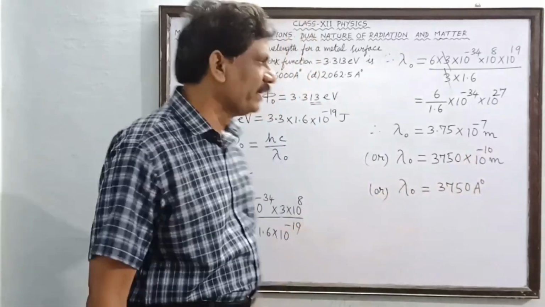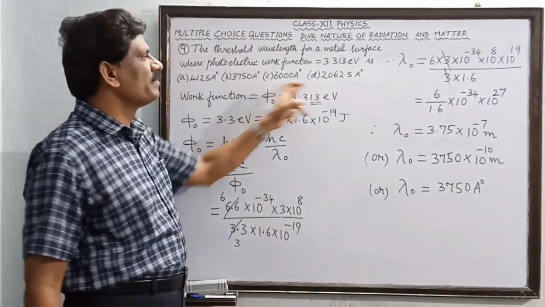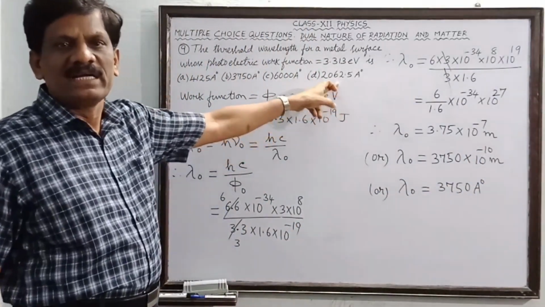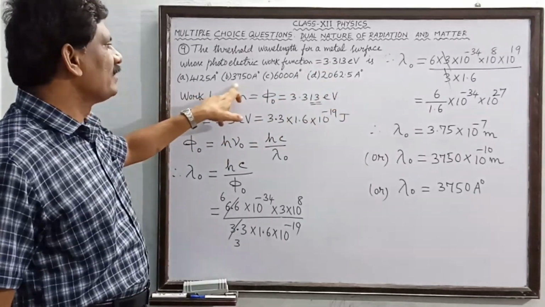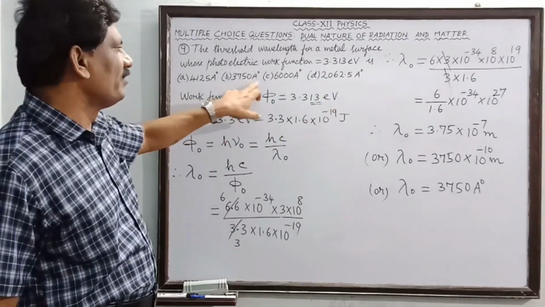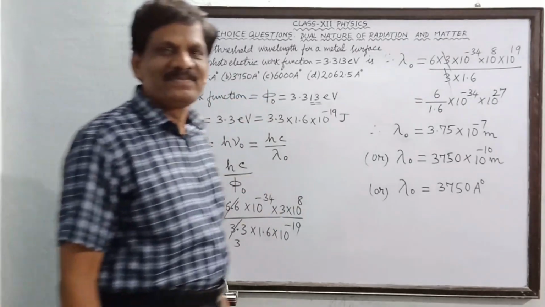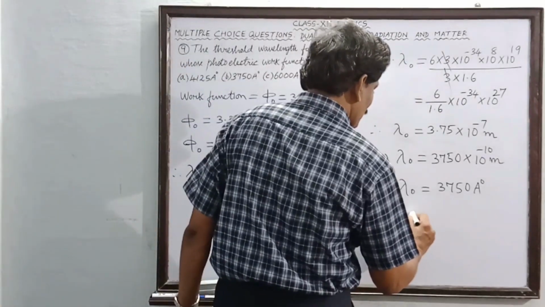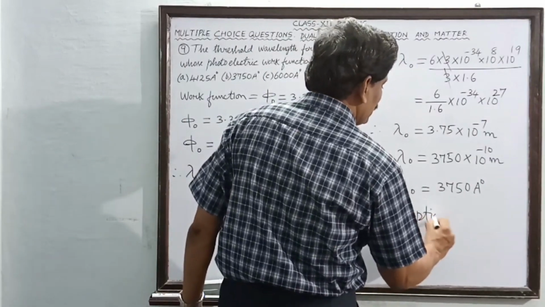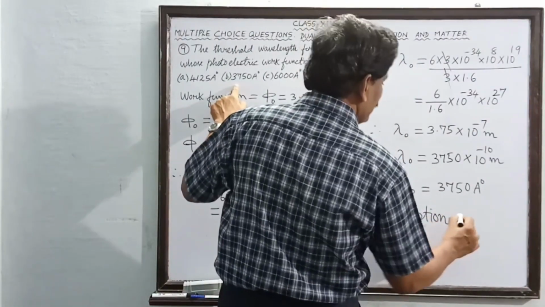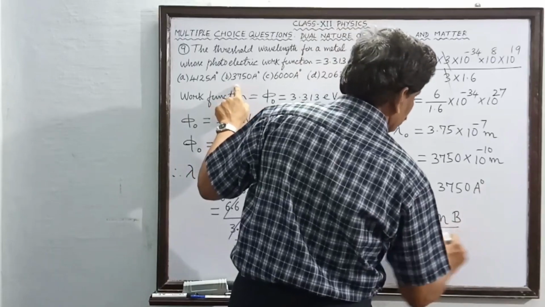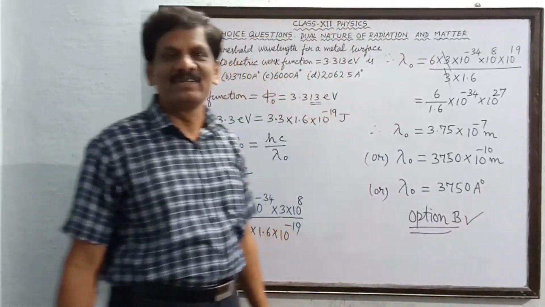We will verify now. You see the 4 options, my dear students. Which option is correct? Option B is 3750 angstrom unit. Are we getting the same answer? Are you happy? That is the correct answer. So option B is correct. Have you all understood? Okay.